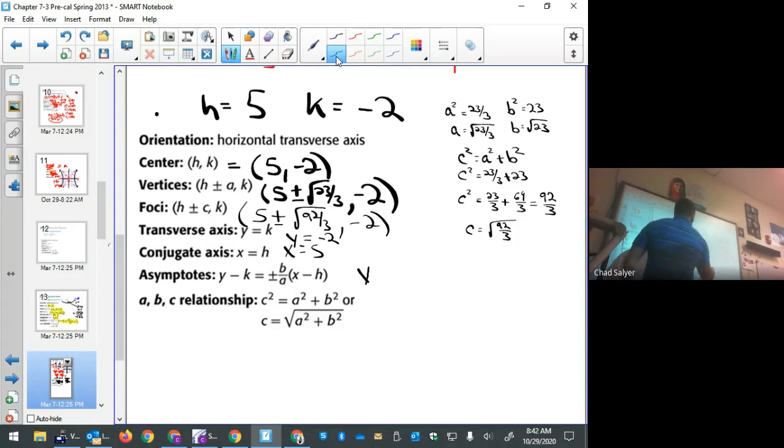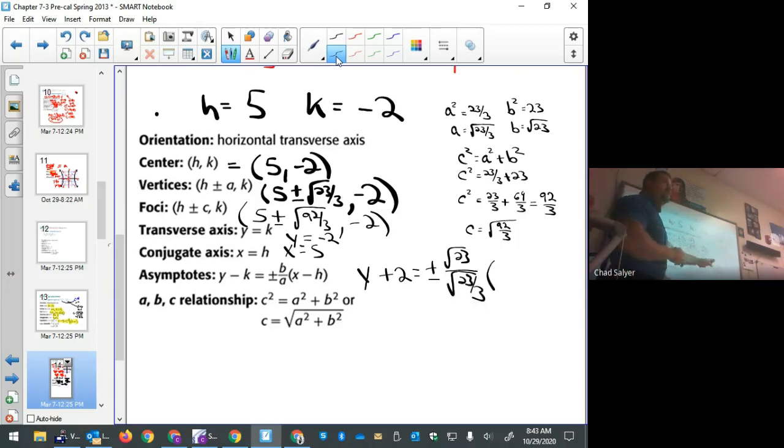Asymptotes: y minus a -2, or y plus 2, equals plus or minus b over a, radical 23 divided by radical 23 over 3. We could rationalize and do some stuff there, but I'm not going to bother, because again, in every case on the test, I just left it in this format. And then x minus h, so that's x minus 5.